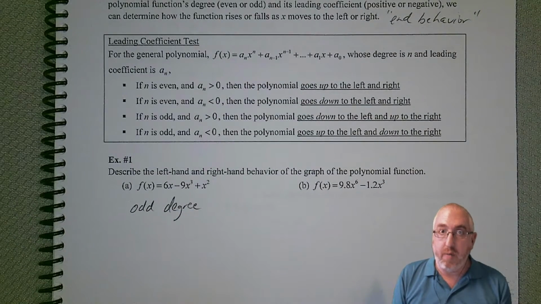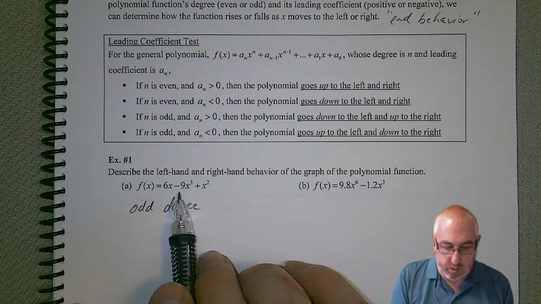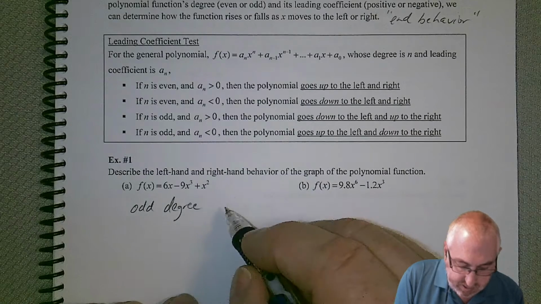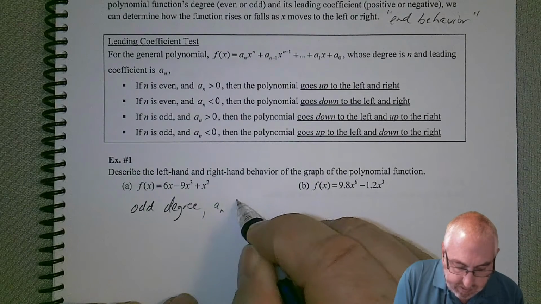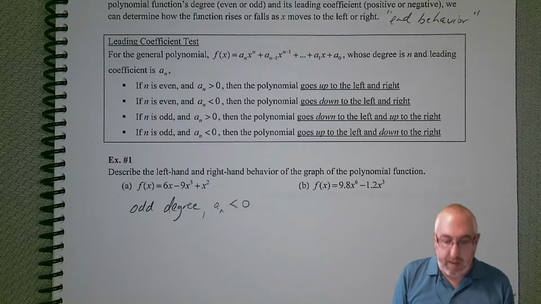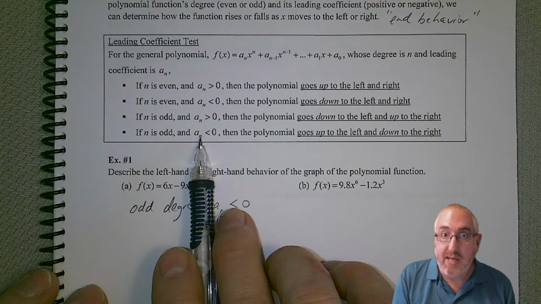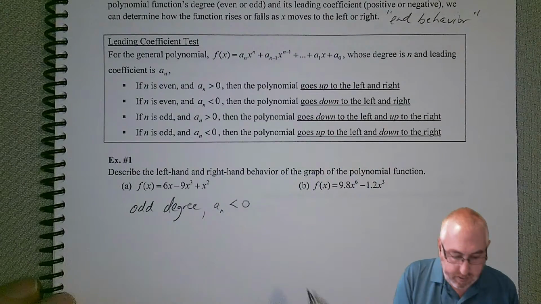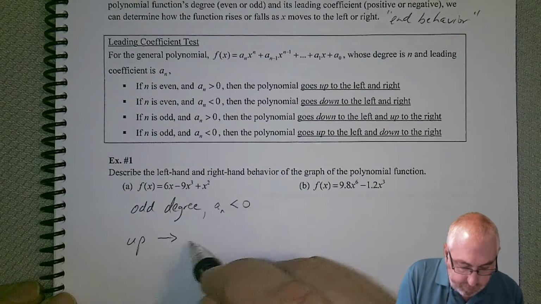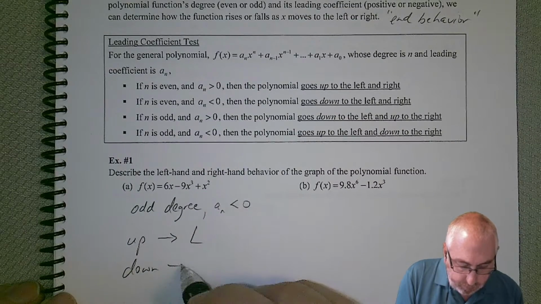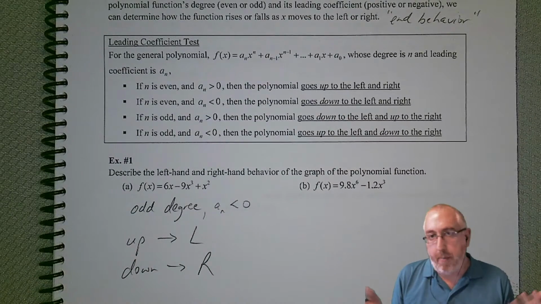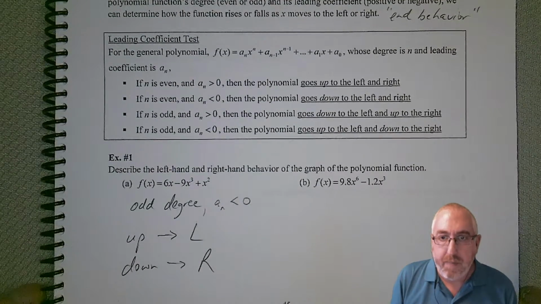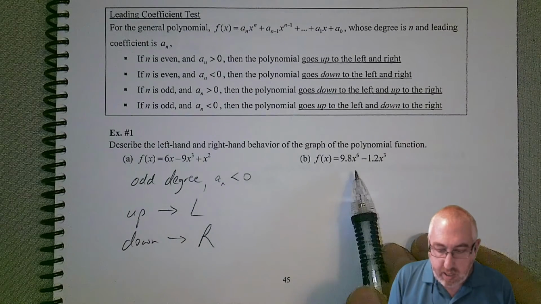And what do we know about the leading coefficient? Well, what's attached to that x to the third is a negative 9. So it is less than 0. So a sub n is less than 0. That's going to put it into our last condition. So we know it's going to go up to the left and down to the right. Up to the left and down to the right. Now again, I'm being pretty general as far as how you write it, but you can write it in words, obviously.